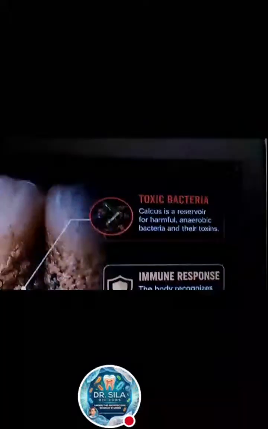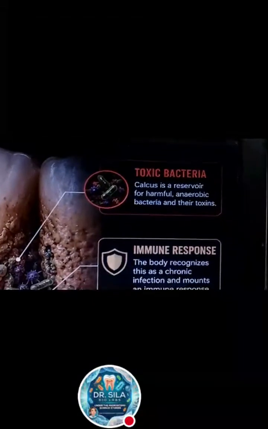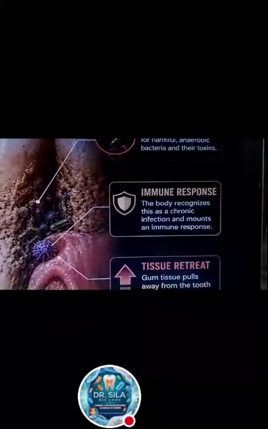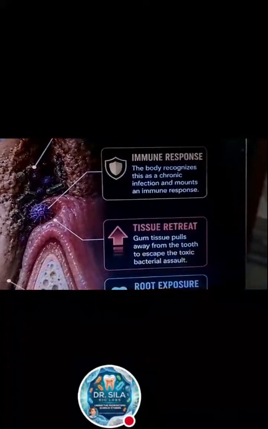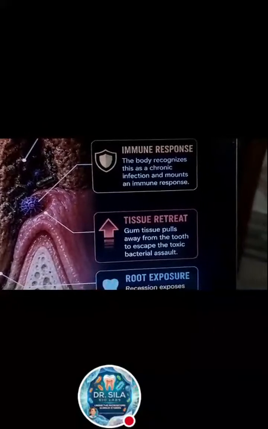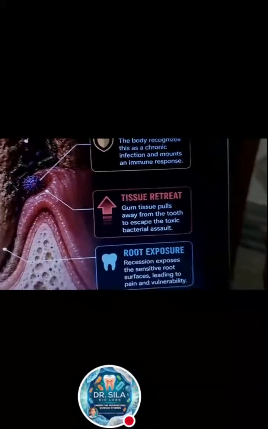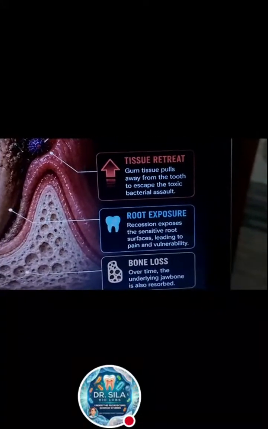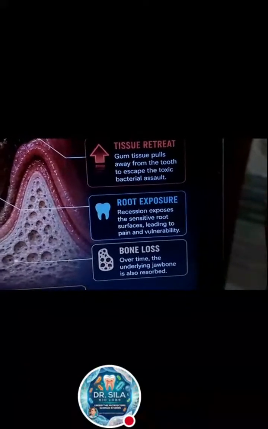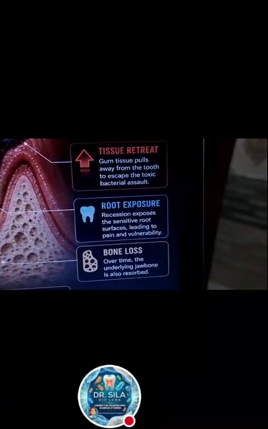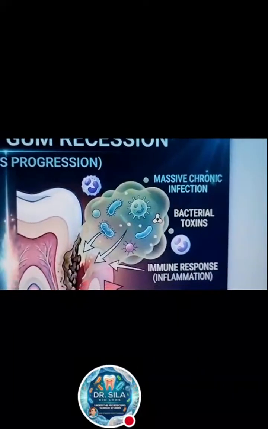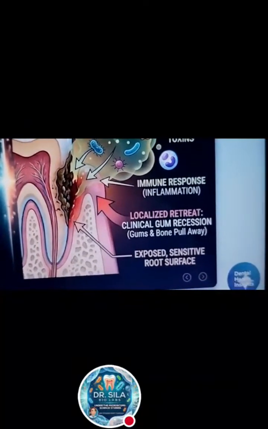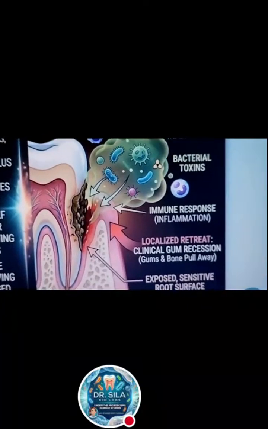Toxic bacteria. Calculus is a reservoir for harmful anaerobic bacteria. Immune response: the body recognizes a chronic infection. Tissue retreat: gum tissue pulls away from the tooth, escaping the bacterial assault. Root exposure: recession exposes the sensitive root surfaces, leading to pain and bone loss over time. The underlying jaw bone is already resolving. Massive chronic infection, bacterial toxins, immune response, localized retreat, and exposed root surfaces.